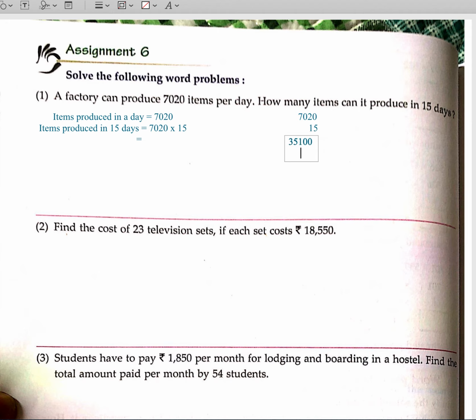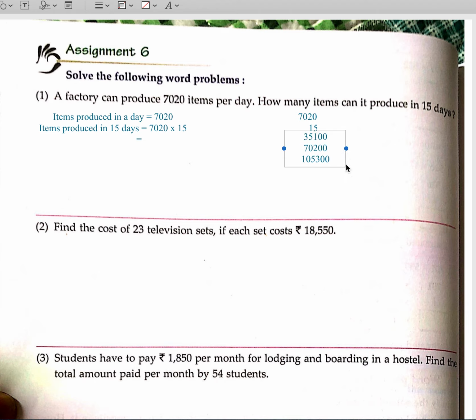Then we'll go to the next one, which will be 7020 into 10. As we have learnt, when we have to multiply into 10, we simply write a 0 and then the number itself, which is 7020. Now we will add both of them. So let's add 0 plus 0 is 0, 0 plus 0 again is 0, then we have 2 plus 1, which is 3, 5 plus 0, which is 5, and 7 plus 3, which is 10.